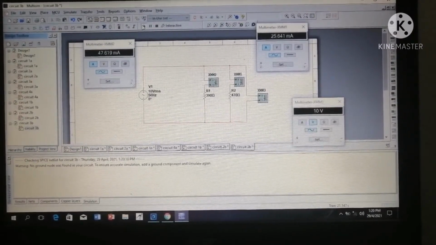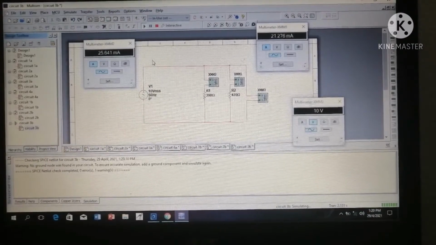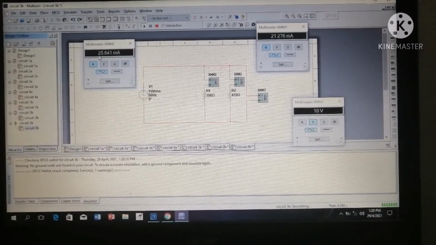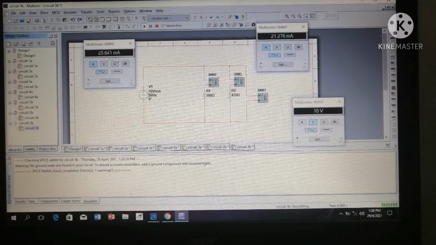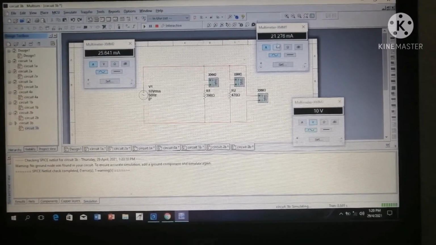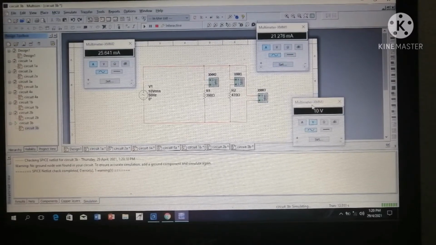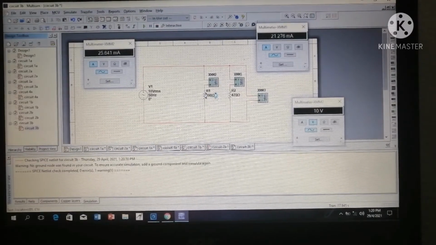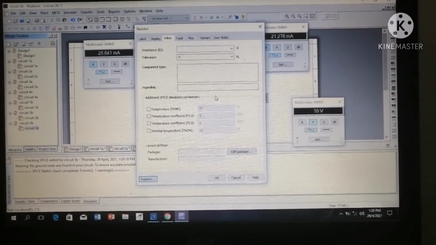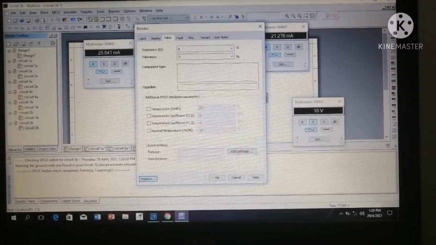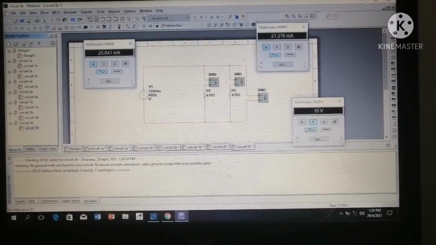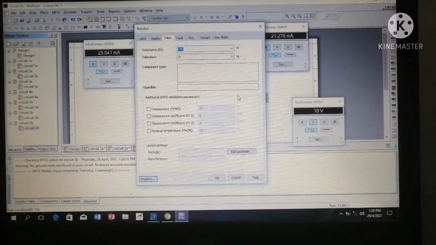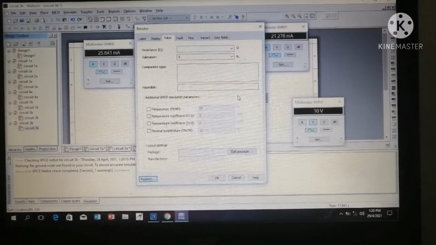Run the simulation back, and we get a current of 25.641 milliampere in the first multimeter, 21.276 milliampere in the second multimeter, and for the voltage, the third multimeter shows 10 volt. Alright, stop the simulation. Change the value of R1 to 470, and R2 to 860.